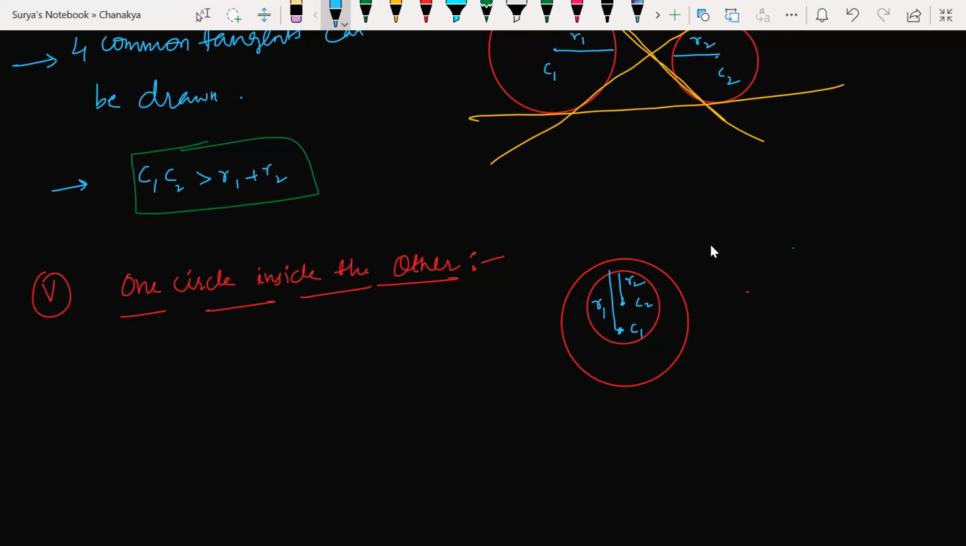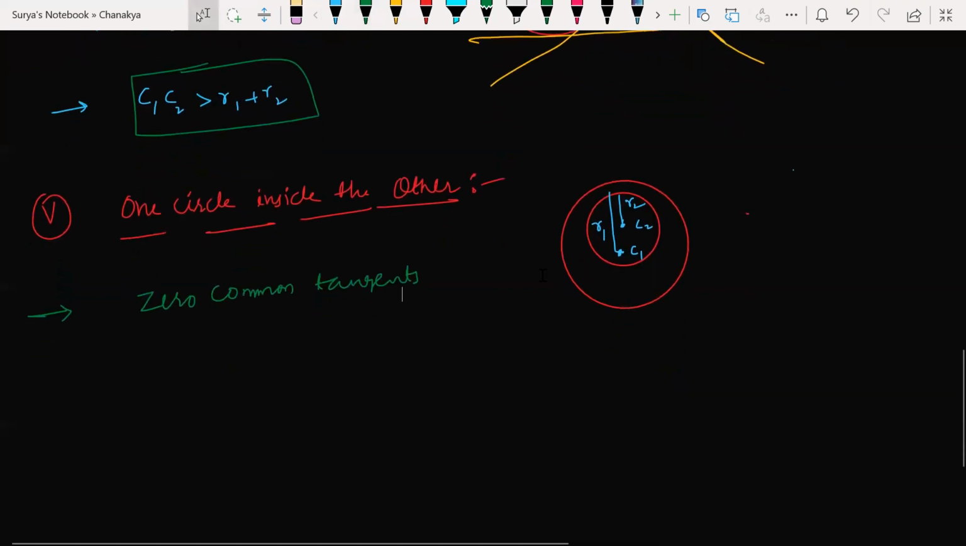Now tell me what could be the condition here. How many common tangents can we draw here? Imagine. Very simple. Come on. Guys, how many common tangents can be drawn here? Tell me. 0. Of course, 0. Very good. Look at this, 0 common tangents. We cannot draw any common tangent here. There is no possibility of having a common tangent here, of course.